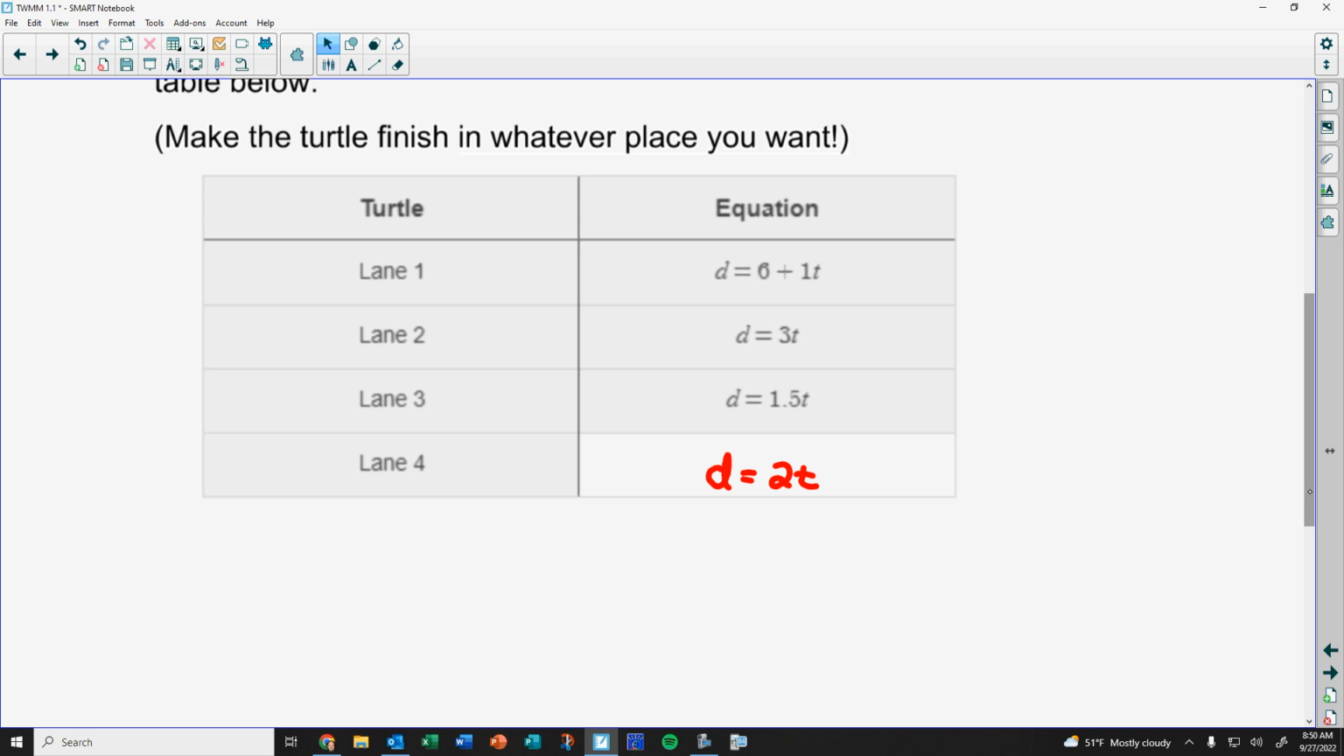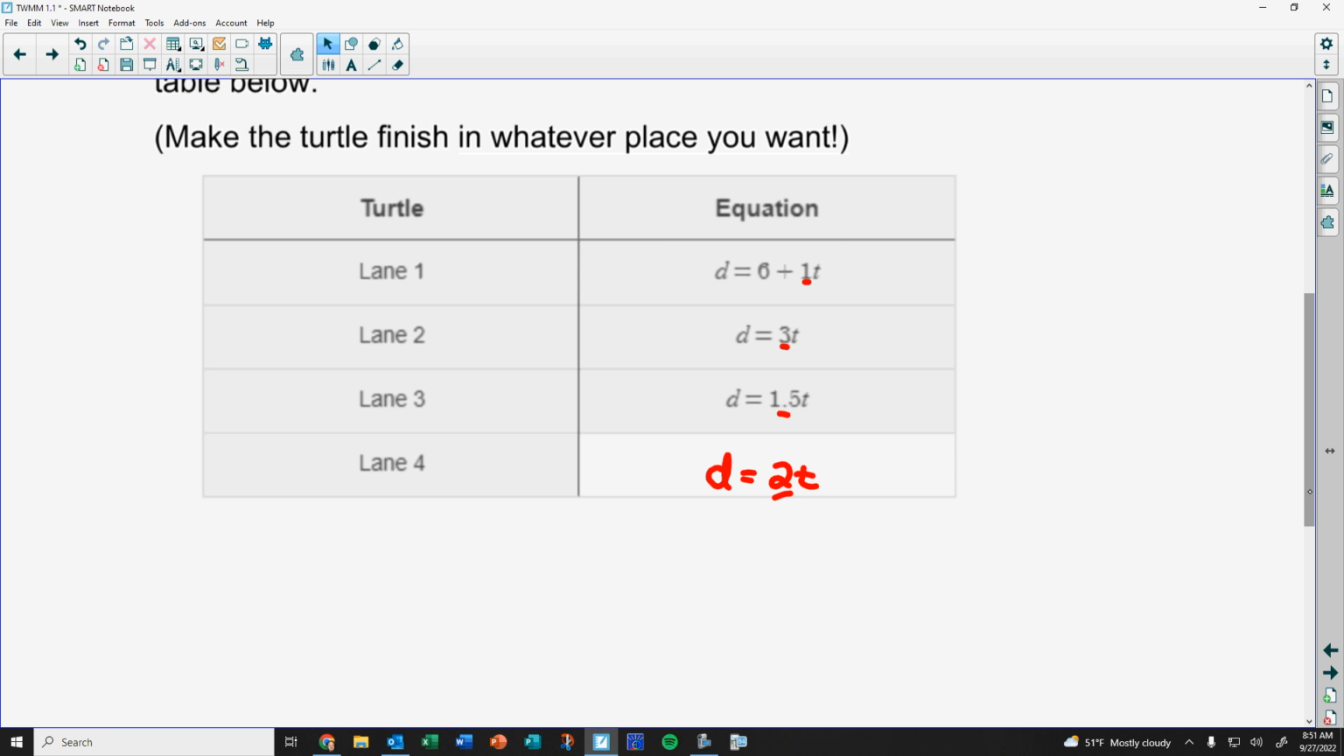It's going faster per second. How do you know? Because of the 3. In the equation, that's where the constant rate of change is. So who's the second fastest turtle according to this? Just pure speed. Lane 4, because we wrote 2t, right? And then it would be the 1.5, and then this guy at 1. Okay, in terms of pure speed.